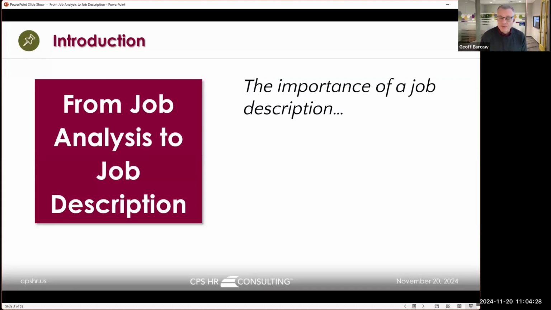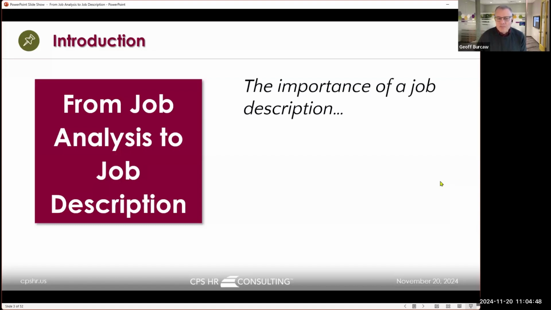You might not have job descriptions. There are some public agencies that only use class specifications, but for our purposes, it's kind of the same thing. Class specifications aren't generally as detailed, so a job description is generally better. I'll talk about the different elements of a job description and why it is so descriptive.